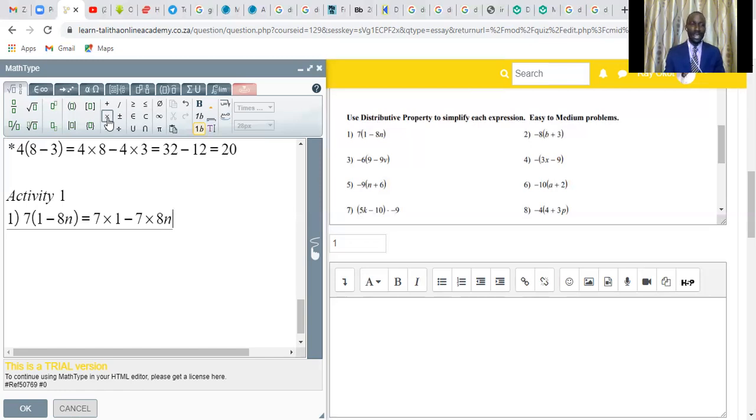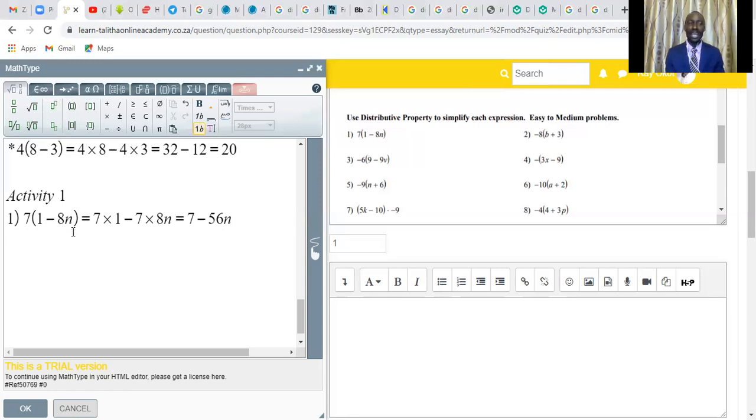Then a 7 times a 1 gives a 7 minus a 7 times 8. Well, what's that? Let's use our calculator right away. 7 times 8 is 56. So we write here, this is 56. Remember, there is n there. We don't want to leave that n. It was already there, so we just keep having it. So this is how we distribute this expression: 7 times, inside the bracket, 1 minus 8n.